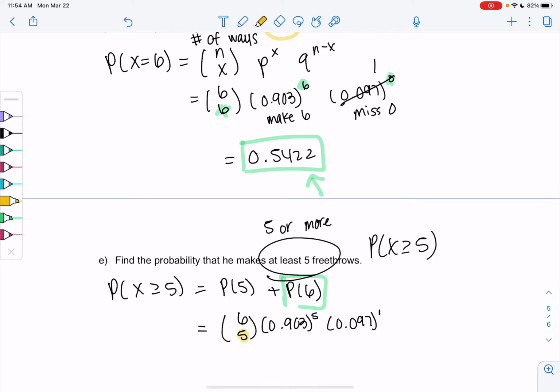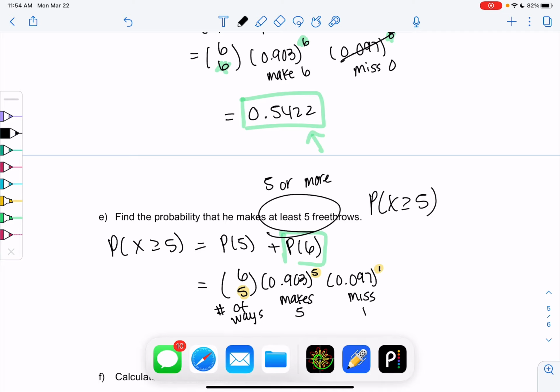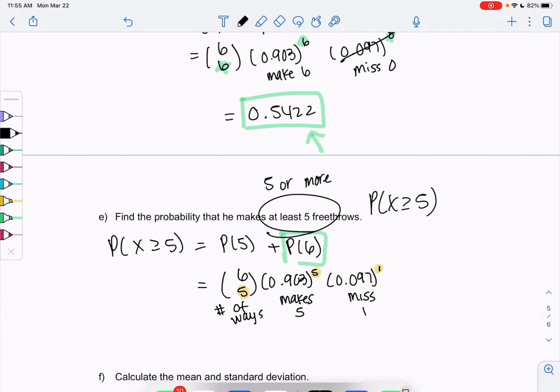So this is telling me the number of ways to make 5, right? Because he could make the first 5, he could make the last 5, or some sort of combination. This tells me that he makes 5, that's why it has a 5th power. And then if he makes 5, then he has to miss 1. So that's why that one has a 1st power. And again, that's multiplying 6 times. It's 5 times and then 1 time. So it is doing the same thing as when we multiplied. So let's go ahead and find that.